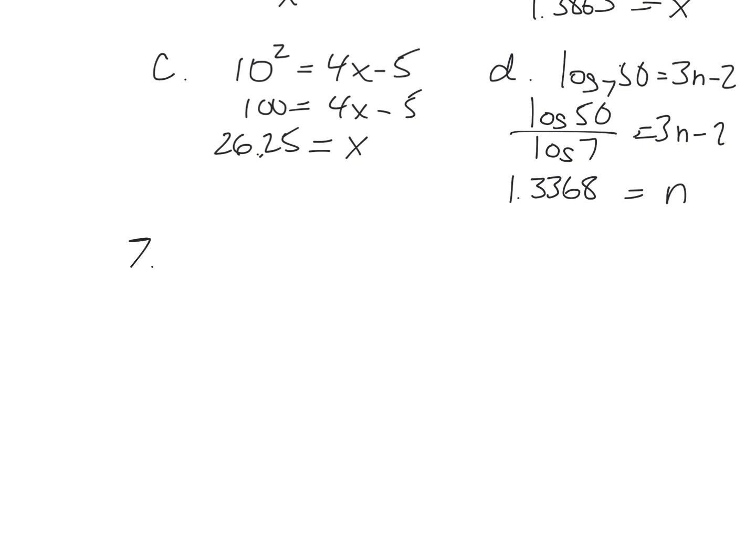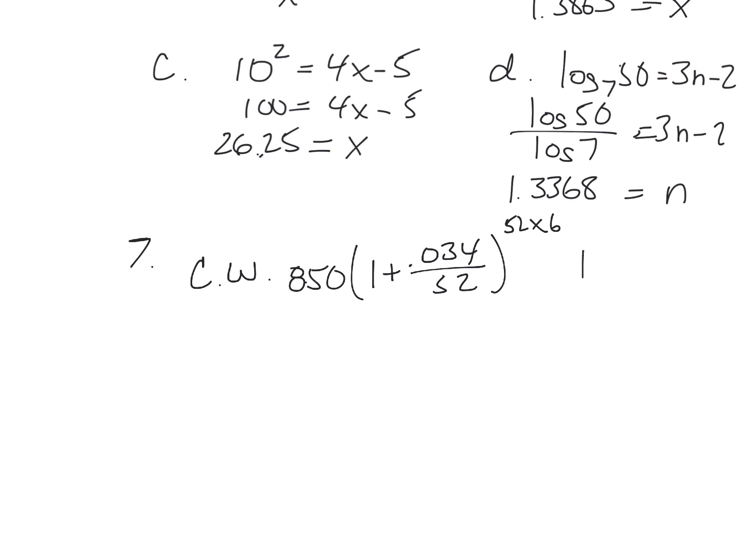Number 7, we're depositing $850. So if I'm compounding this, in this case, they want us to compound it weekly. I would take that 0.034 and divide by 52. There's 52 weeks in a year. Add the 1 because it is growing. My beginning amount is $850. I'd be taking it to whatever 52 times 6 is, would be this power. And if I do that, I should come out to be about $1,042.28.